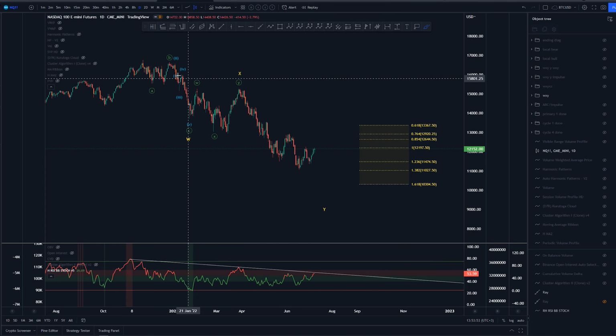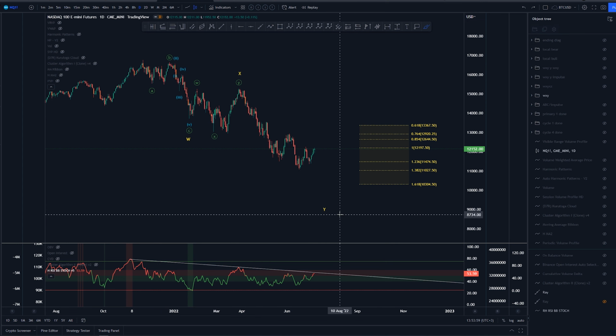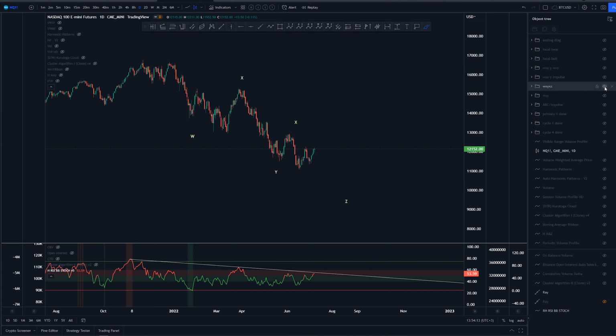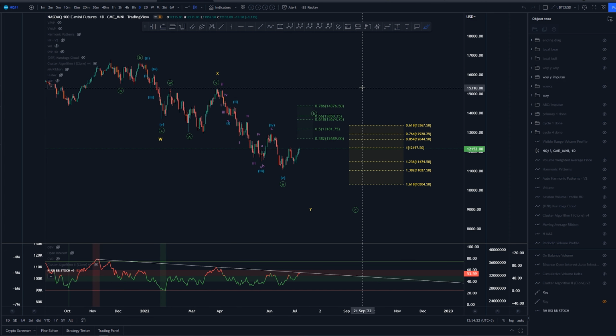The one that I'm tracking the most is this one, which has a WXY, WX and Y, in where we would be looking for that three-way structure as well. If we go beyond the 1.618 here on this one, around 10,304, then I would be looking into some other possibilities as well, for example this WXYXZ count. But this WXY is still my main, in which we have a few different possibilities still.